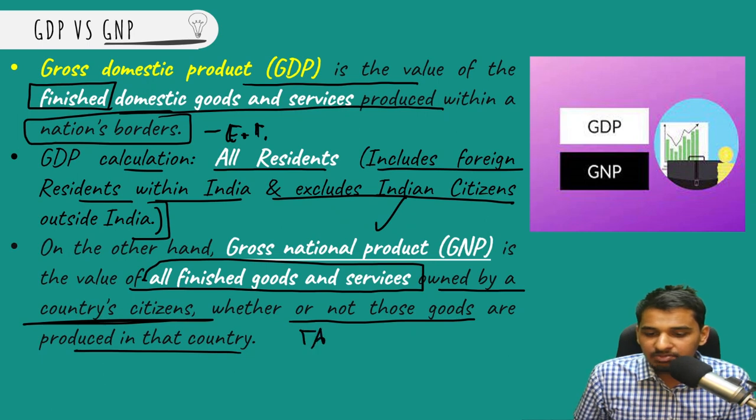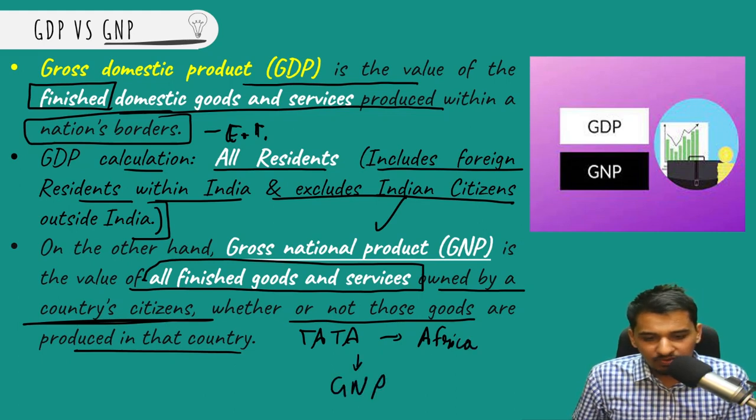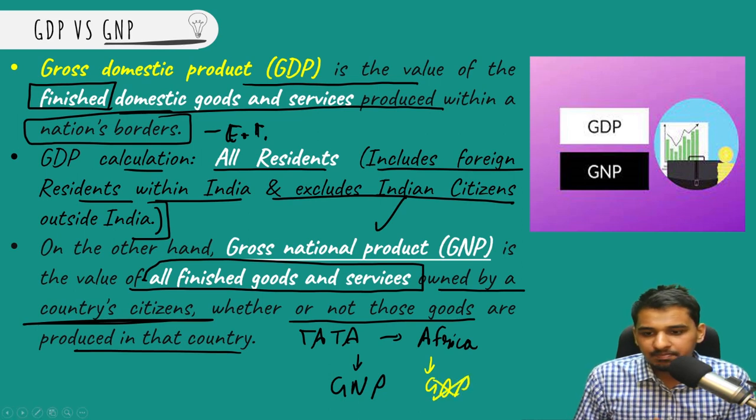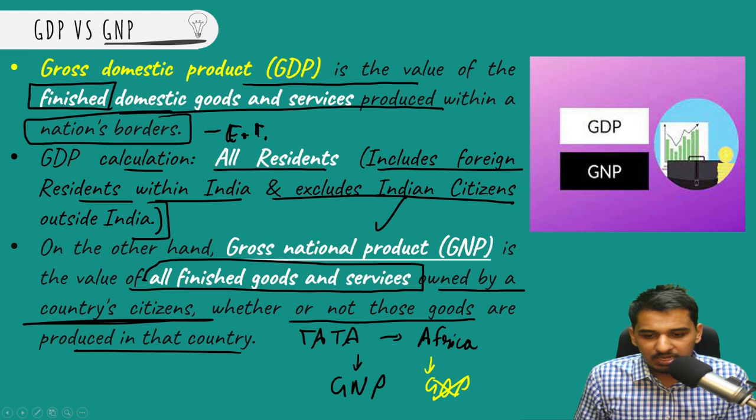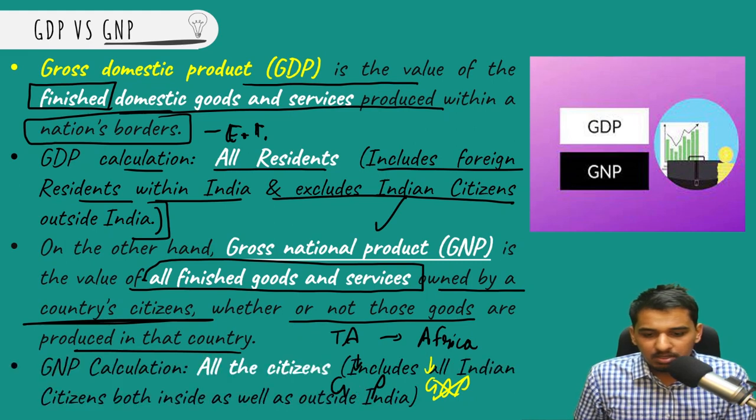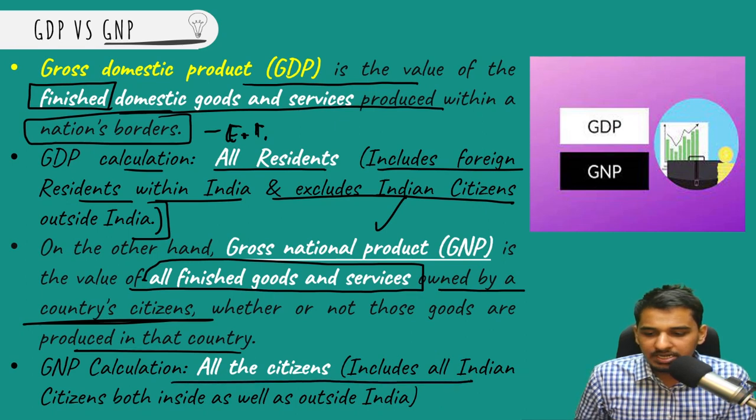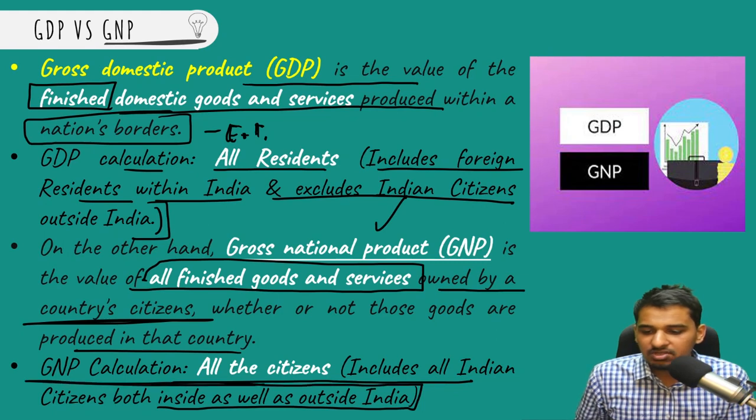So if Tata is producing something in Africa, it will form part of our GNP. Though it will not form part of our GDP, it will form part of our GNP. This is very important. So in the case of GNP calculation, all Indian citizens, both inside as well as outside India, are included. I hope this is clear.